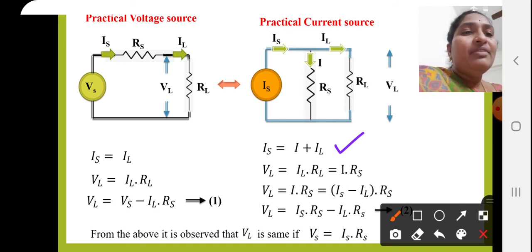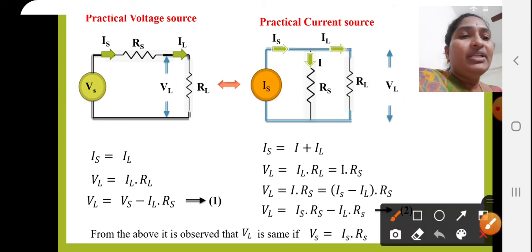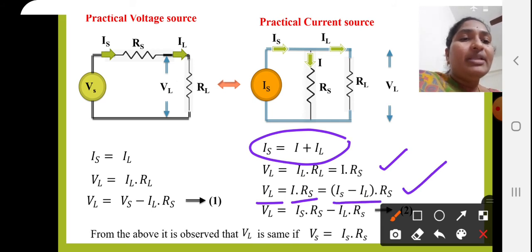Then what is VL? VL is equal to the current flowing through the load resistance, IL times RL. It is not I into Rs alone, because these two branches are connected in parallel, so the voltage across the two branches is the same. So I into Rs is equal to IL into RL. After getting this expression, we can write the expression for voltage VL as I into Rs. Then instead of I we can substitute I equal to Is minus IL, into Rs.